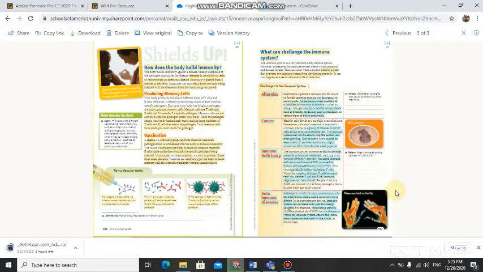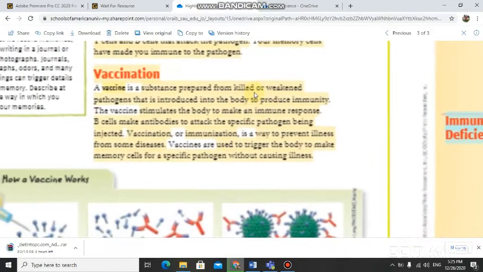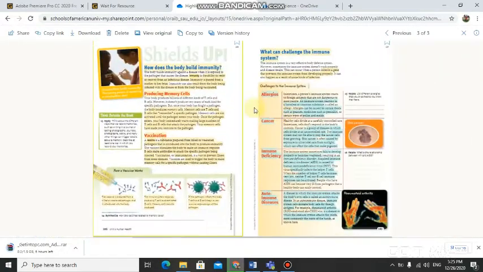And we know that immunity can be acquired via 3 ways. The first is from a mommy to her fetus, the second one is being exposed to a pathogen, and the third one is vaccination. Vaccine is a substance prepared from a killed or weakened pathogen that is introduced into the body to produce immunity.